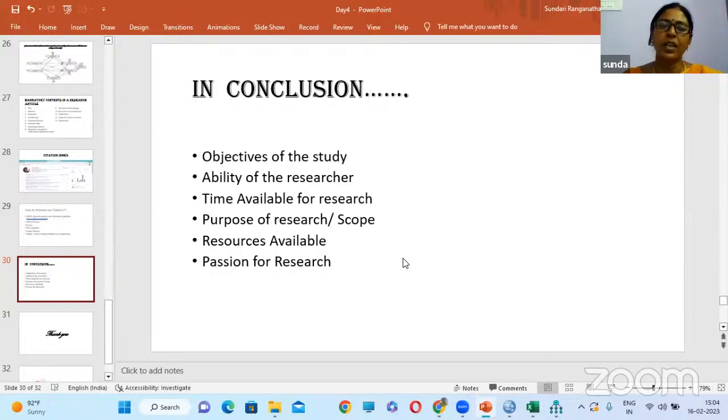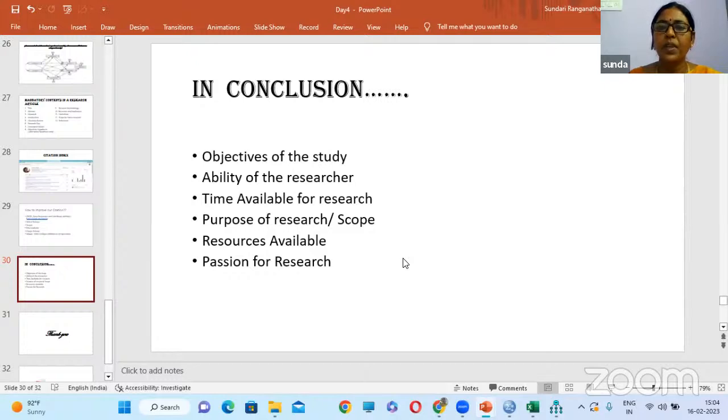And then once again, that depends upon the time available for your research work. Whatever time you have, you do that with it. The purpose or scope of the research can never be compromised for any limitations that are there with the researcher, such as resources available in terms of your SPSS. And today I am discussing SPSS, but it doesn't mean SPSS is the only tool for analysis. There are a lot of open source tools.